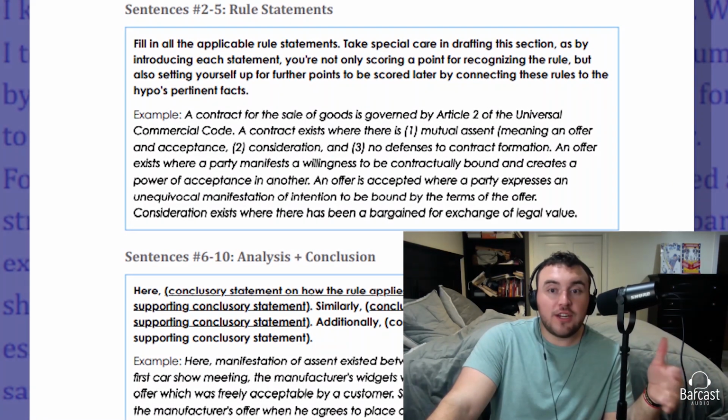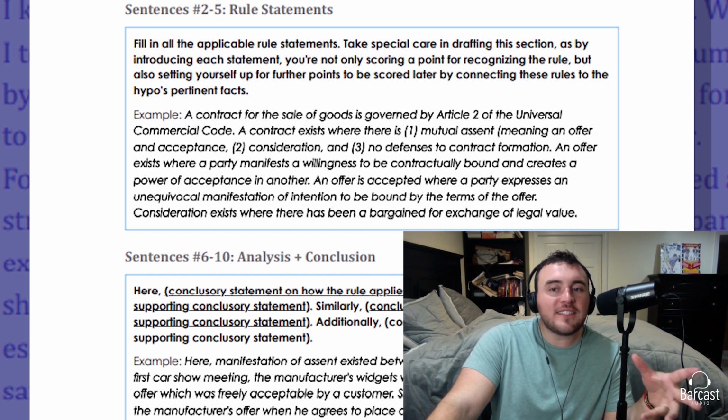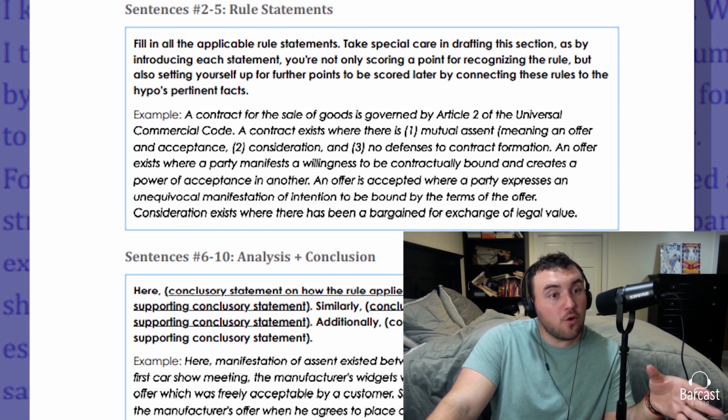The example here for this question is a contract for the sale of goods is governed by Article 2 of the Universal Commercial Code. A contract exists where there is 1, mutual assent, meaning an offer and acceptance, 2, consideration, and 3, no defenses to contract formation. An offer exists where a party manifests a willingness to be contractually bound and creates a power of acceptance in another. An offer is accepted where a party expresses an unequivocal manifestation of intention to be bound by the terms of the offer. Consideration exists where there has been a bargain for exchange for value.